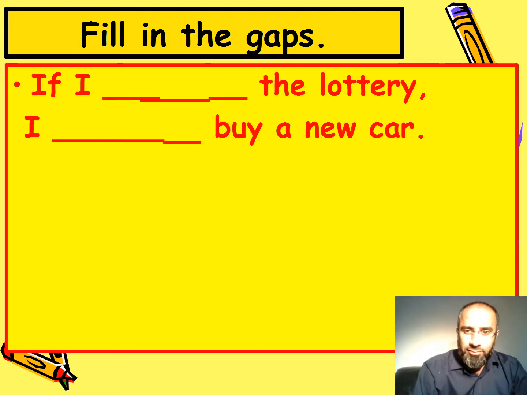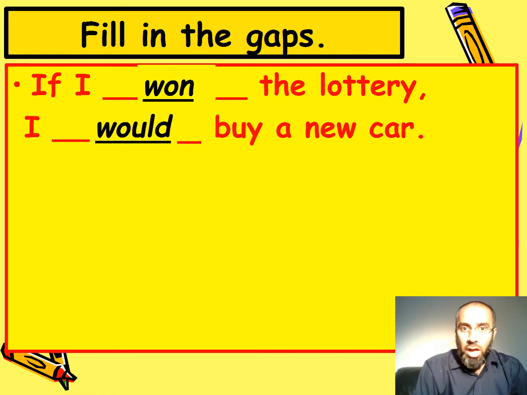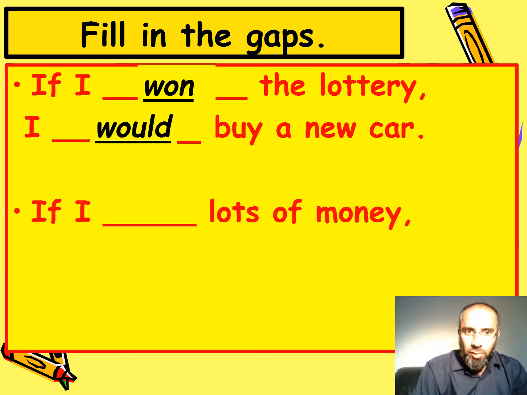Yes, you win the lottery. So if I, yes, the past form, very good, like were. But are we talking about past? No, we're just using the past form. So if I won the lottery, I would, very good, I would buy a new car. Excellent. What about this one?